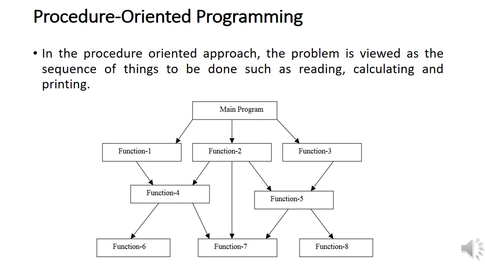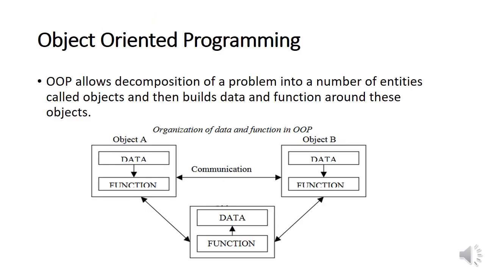In the procedure-oriented programming approach, the entire program is divided into different functions or subfunctions. But in object-oriented programming, the entire program is divided into different objects. We will see what the major differences are between object-oriented programming and procedure-oriented programming in the next slide. First, we will discuss the concept of object-oriented programming in C++.